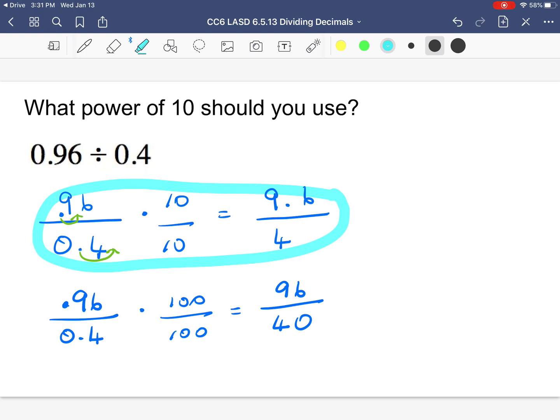You need to multiply by whatever power of 10 will give you a whole number in your divisor. Your divisor was originally a decimal, 0.4. Multiplying it by 10 gives you 4. You can divide by 4. You could continue and multiply by 100 and get 40, but there's no need to do that. You can stop when your divisor is a whole number. And the key thing to remember is to multiply your numerator and your denominator by the same power of 10.